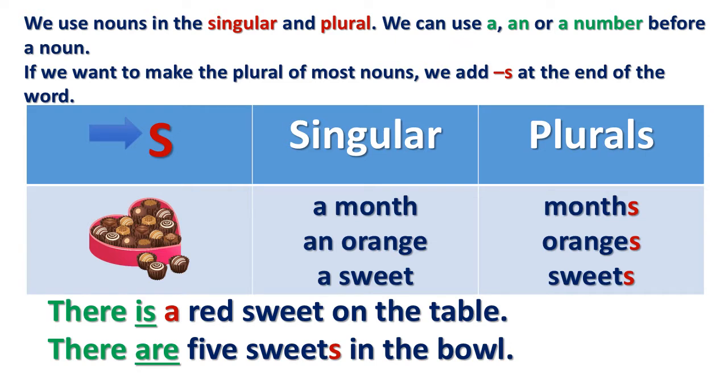If we want to make the plurals of most nouns, we add s at the end of the word. A month, months. An orange, oranges. A sweet, sweets. There is a red sweet on the table. There are 5 sweets in the bowl.